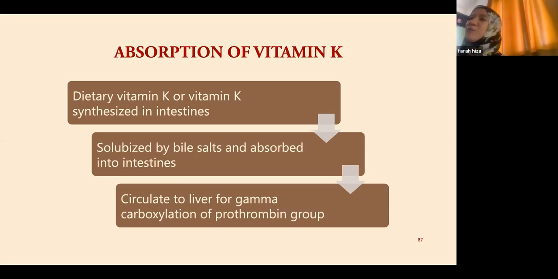Once it is absorbed in the intestine, it will circulate to the liver, through the portal hepatic system, for a process we call gamma carboxylation of the prothrombin group. So okay, next.